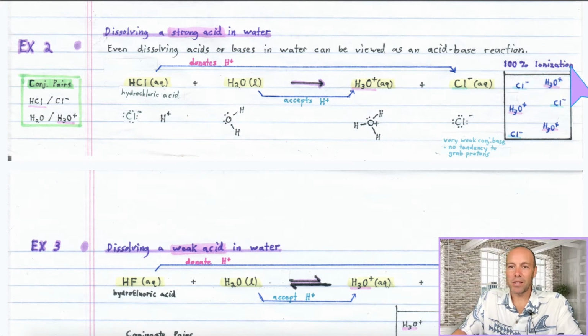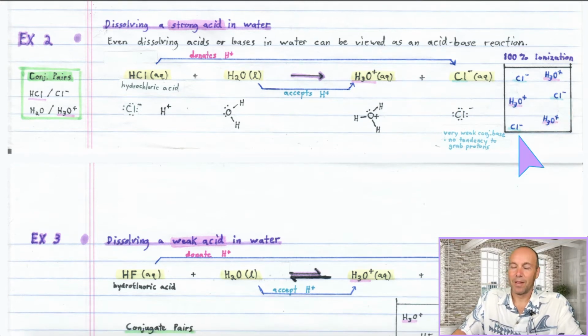100% of the HCl molecules release protons in solution. They are all in the form of H3O+, and so you have your chlorides in there as well. So HCl is a strong acid because all of the molecules do this. Okay, the reaction does not go back in the opposite direction.